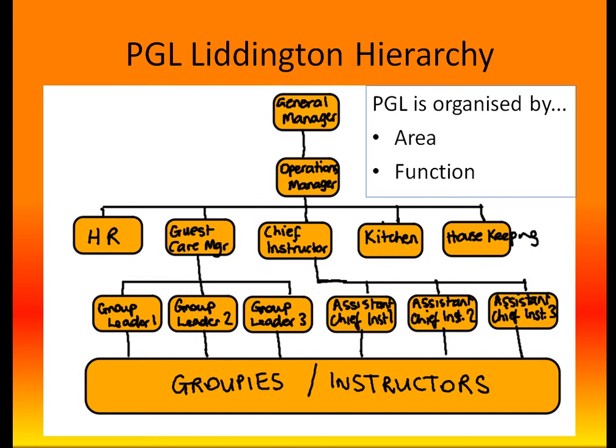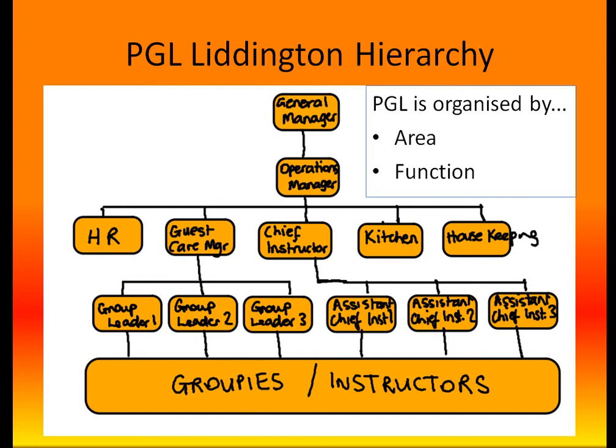So this is the PGL hierarchy just for Liddington, so this is one area of their business. And you can see the workers are organised on function. So the guest care manager looks after the group leaders, who look after the groupies. Those workers look after customers, so students and staff, when they're not actually doing the activities. So during break times and during the evening, the groupies would organise activities like discos and football matches.